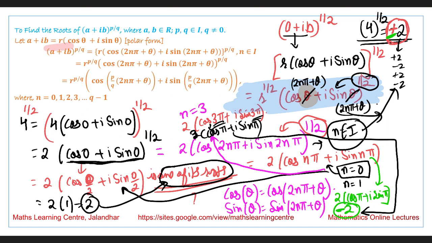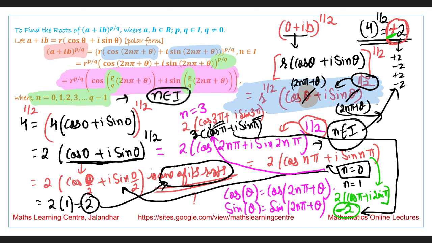We have the number a plus iota b raised to the power p by q. A plus iota b we are writing as r times cos of 2n pi plus theta plus iota sine of 2n pi plus theta. After this, we have used de Moivre's theorem and obtained the answer in this form, where we have multiplied this power p by q inside the angle. The value of n can vary; you can write that n belongs to I.